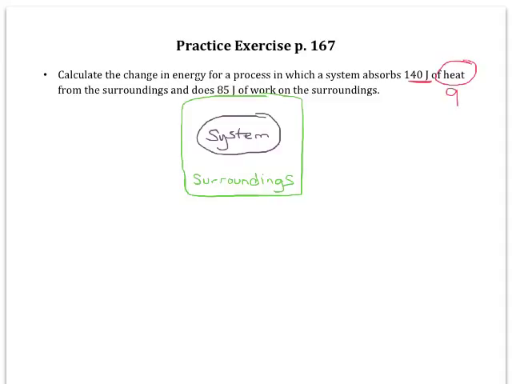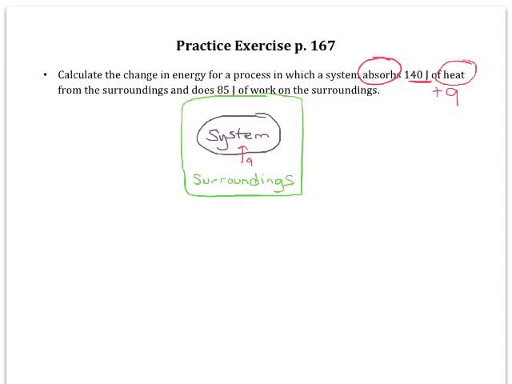And in this case, they're telling us that the system is absorbing that heat. So if the system is absorbing the heat, that means the heat is going from the surroundings into the system. So the Q is entering the system, and if it's entering the system, that's going to mean a positive sign because the system is gaining heat, and we always think of things from the point of view of the system.